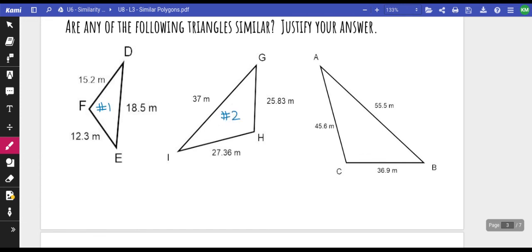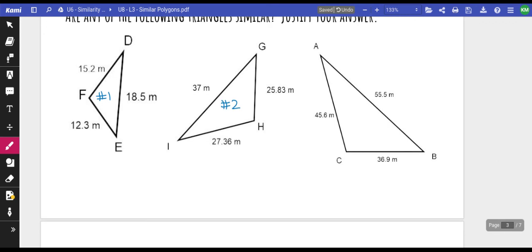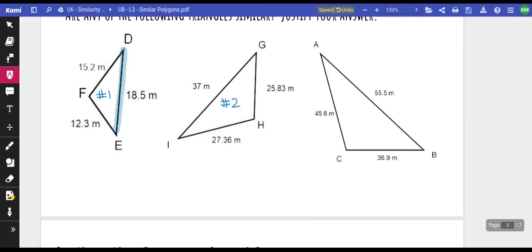Now, the only way to compare is to create the ratios and see if they match. I'm going to always put, do you want to put number 1 on top or number 2 on top? 1 on top, okay? I'm going to start with the longest side. That's 18.5. What's the longest side on the second one? 37. So my longest is going to be DE, because we said that one will go on top, over GI, which is 18.5 over 37.